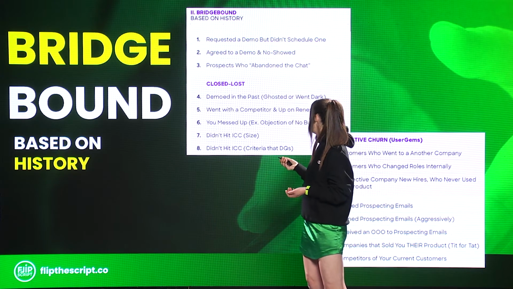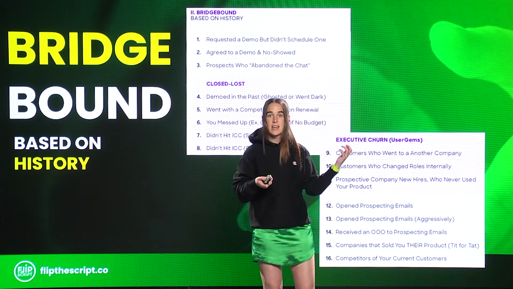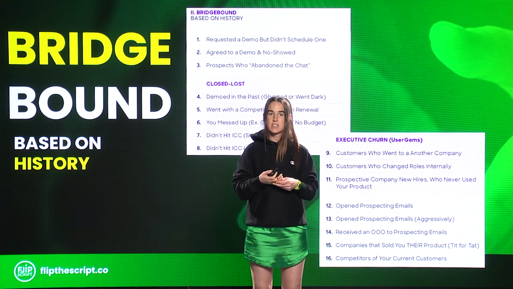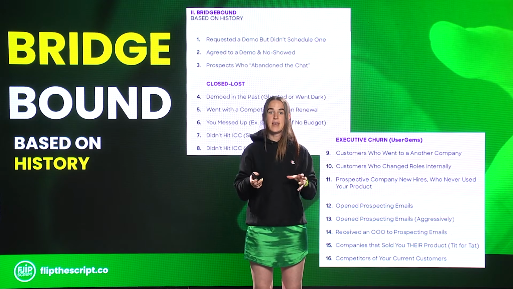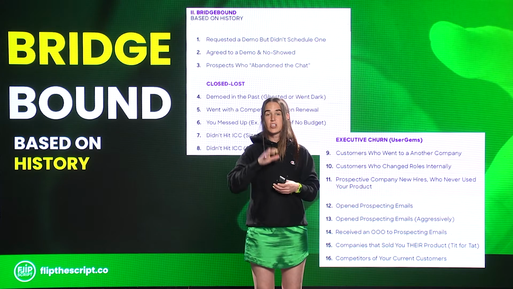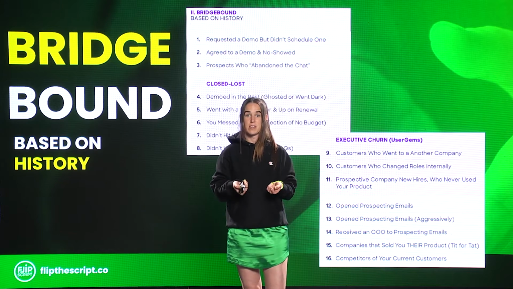Maybe customers who went to another company, etc. So this is the executive churn with UserGems. For instance, there's a platform of how you can do this quickly. But these are all the plays that essentially the relevance is based on they took some action in relationship to you and your company. So they have some type of history there.